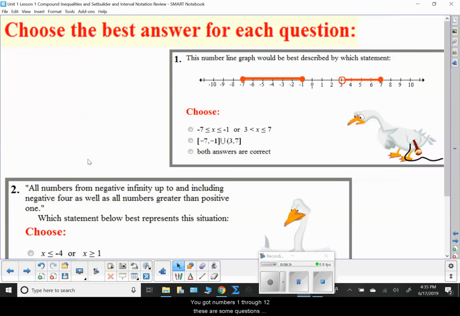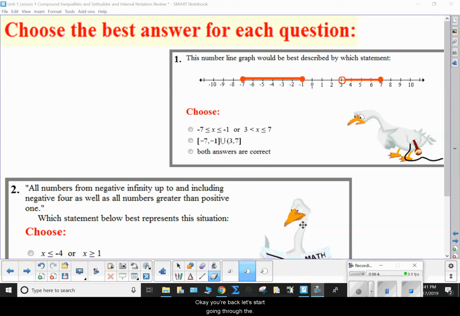Now, you've got numbers 1 through 12. These are some questions just to see how you're doing with this whole idea of inequalities, number lines, and interval notation. Try answering these 12. Pause the video, and then we'll come back, and I'll go through the answers rather quickly. Okay, you're back. Let's start going through these.